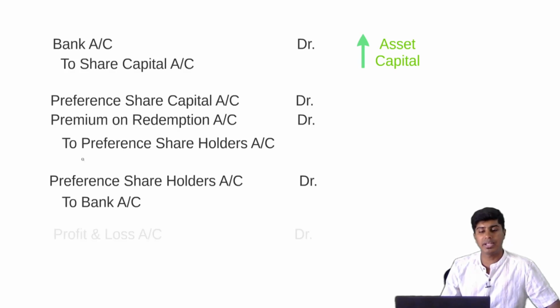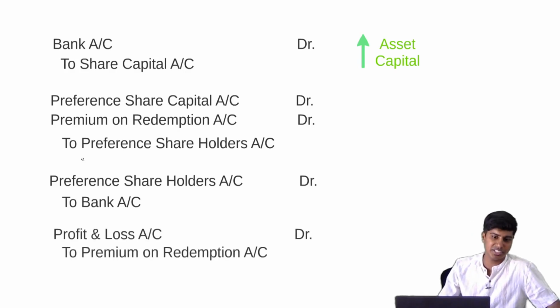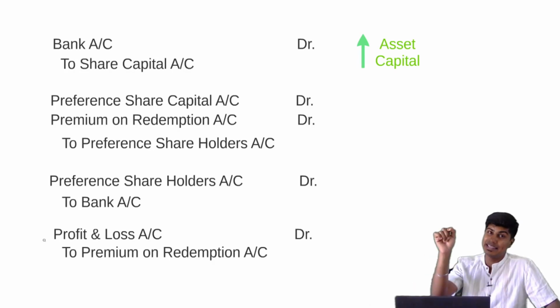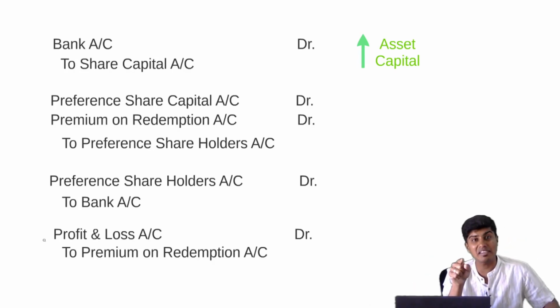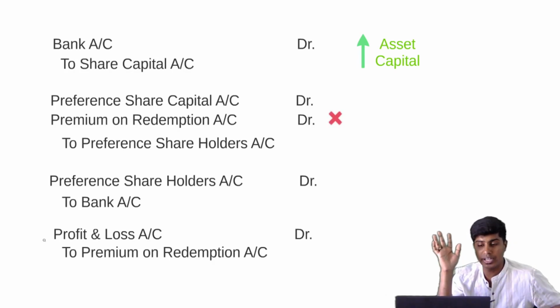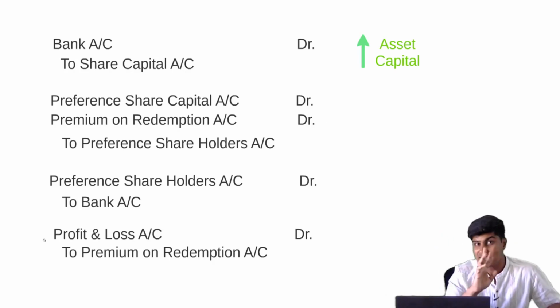And once this is done, if there is any premium, it has to be transferred to P&L account. So I'll write the entry: P&L to premium on redemption of preference shares. If in case there is premium here, we'll write this. If not, no. And here we are using external funds to redeem preference shares. So we don't have to create CRR.